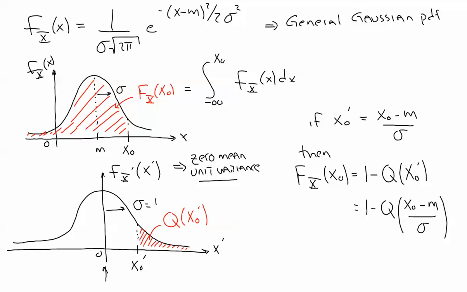All right? So if you know x naught, you know the mean, you know the variance, you know the standard deviation, calculate the argument of the q function, look up in the q table, use the MATLAB program that I've given you to calculate q evaluated at x naught minus m over sigma, subtract that from 1, and you'll have the cumulative distribution function for a general Gaussian probability density function evaluated at x naught. Okay?